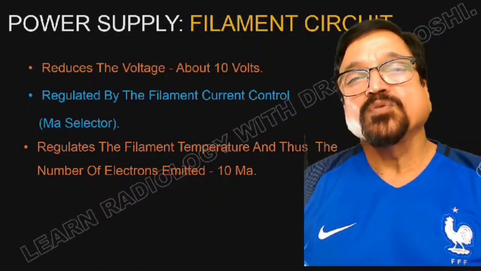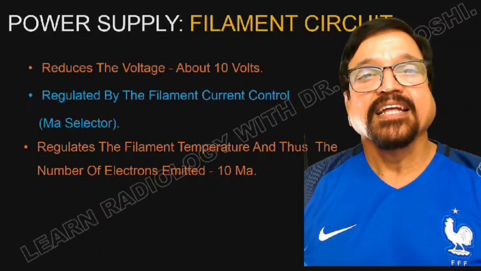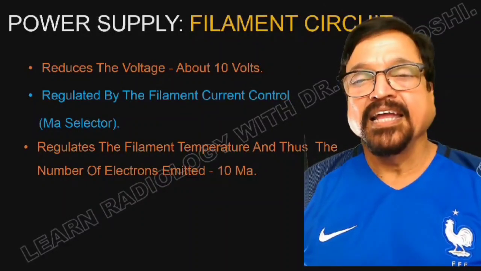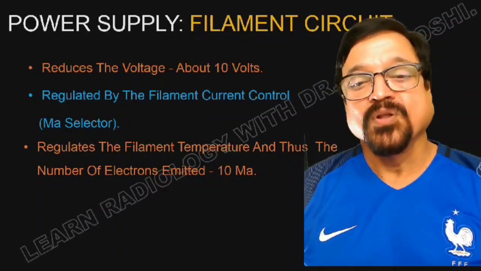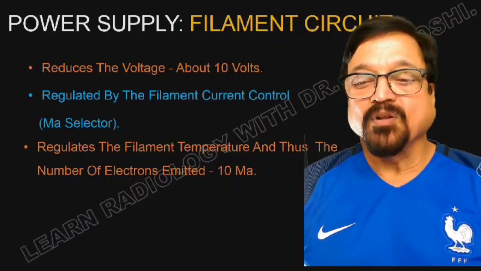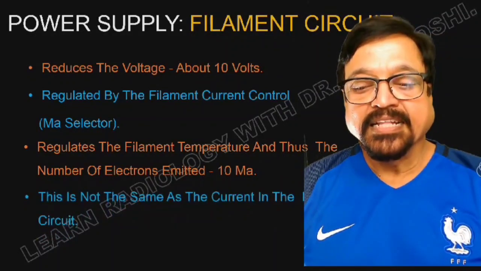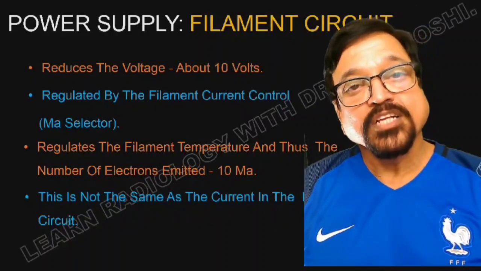Now, the filament circuit's basic principle is to heat it. So it reduces the voltage to about 10 volts. Only 10 volts are given because you have to just heat it. There is no need for higher voltage. Then it is regulated by a filament current control, which regulates the filament temperature and thus the number of electrons emitted at 10 mA.